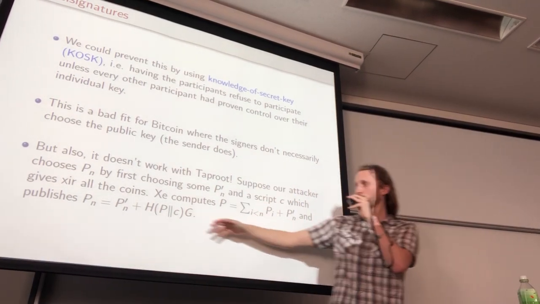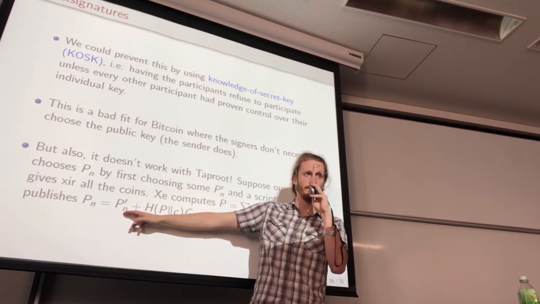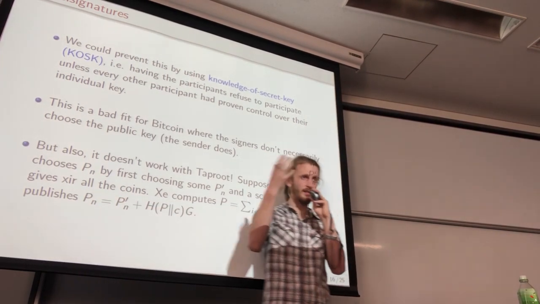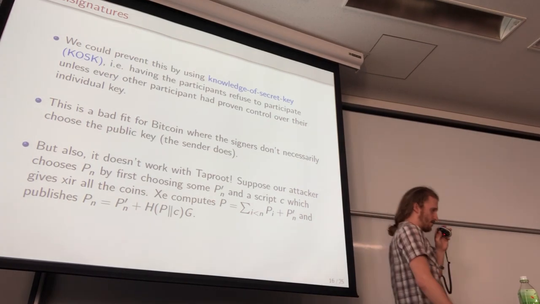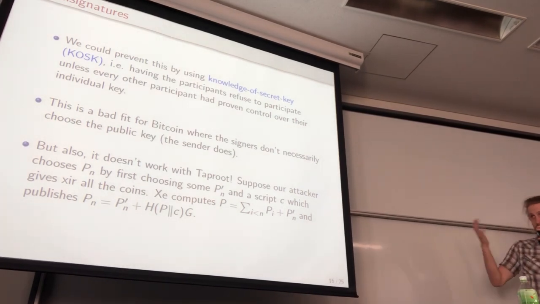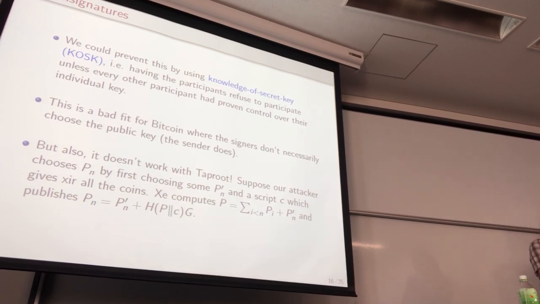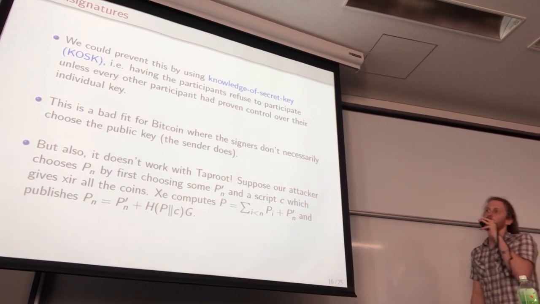And so we want a way, but the knowledge of secret key can't prevent that, because the attacker here knows their own secret key, which means that they know the secret key to the taprootified version of their secret key. So they still know the secret key, they can still do knowledge of secret key here, but they can attack the system.